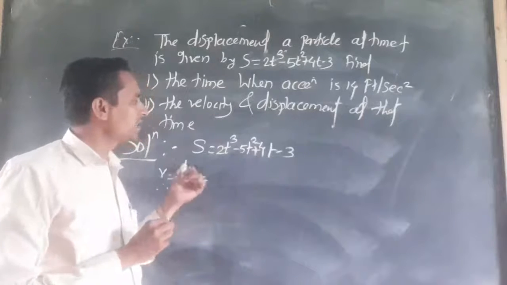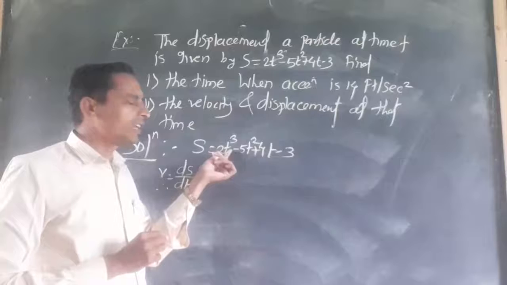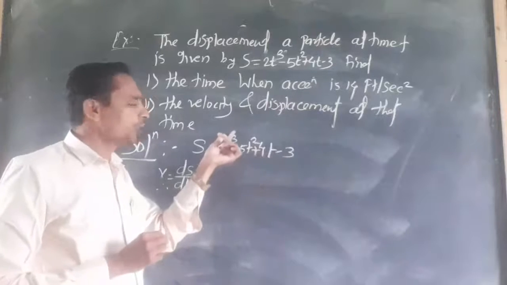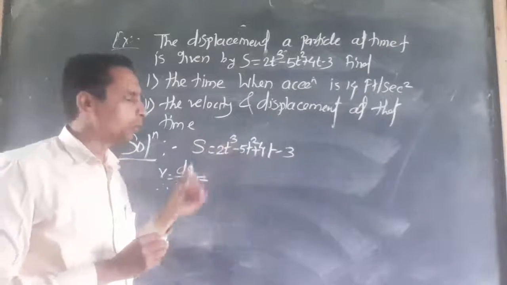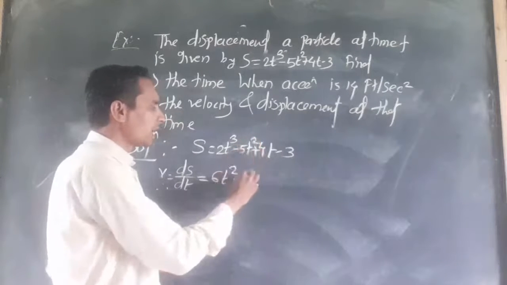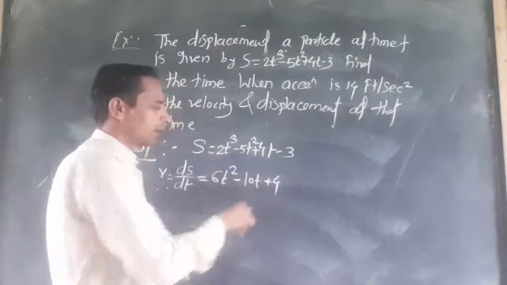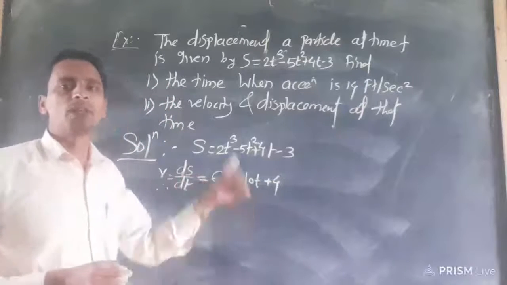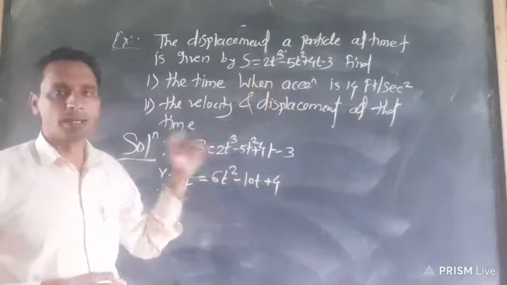ds by dt, this is v. If we find the derivative of these terms, 2t cube, derivative of 2 into t cube, that is 6t square, minus 5 2s are 10t plus 4. This is the velocity of the given particle or given displacement.